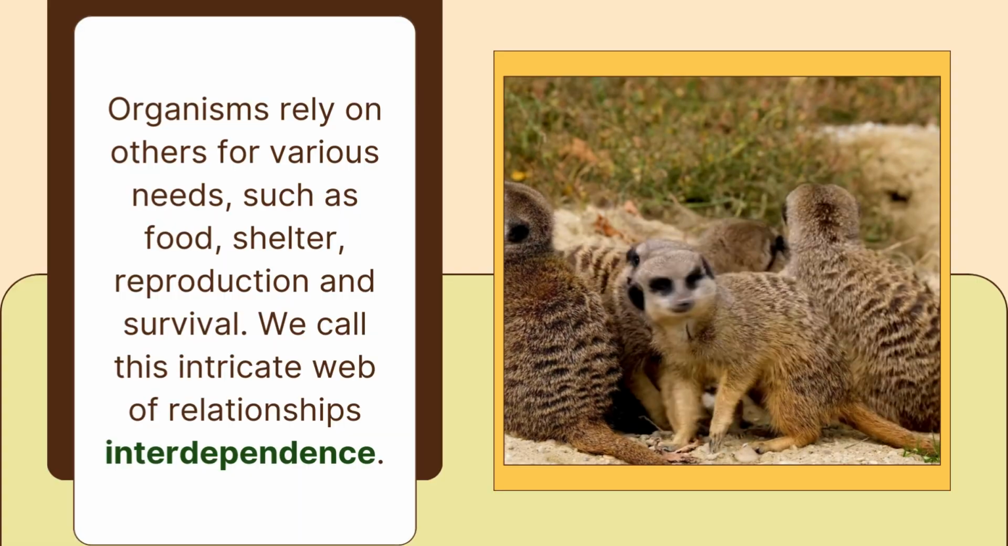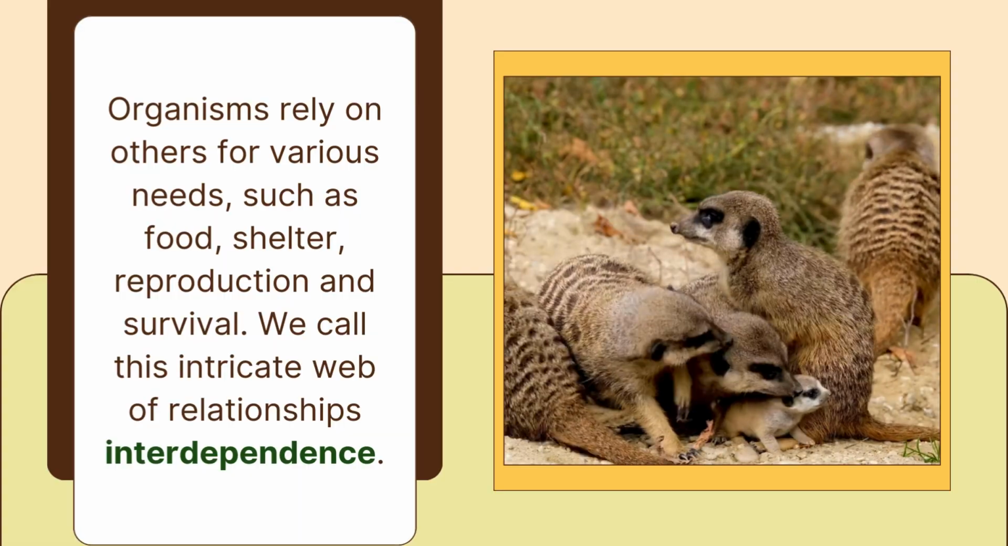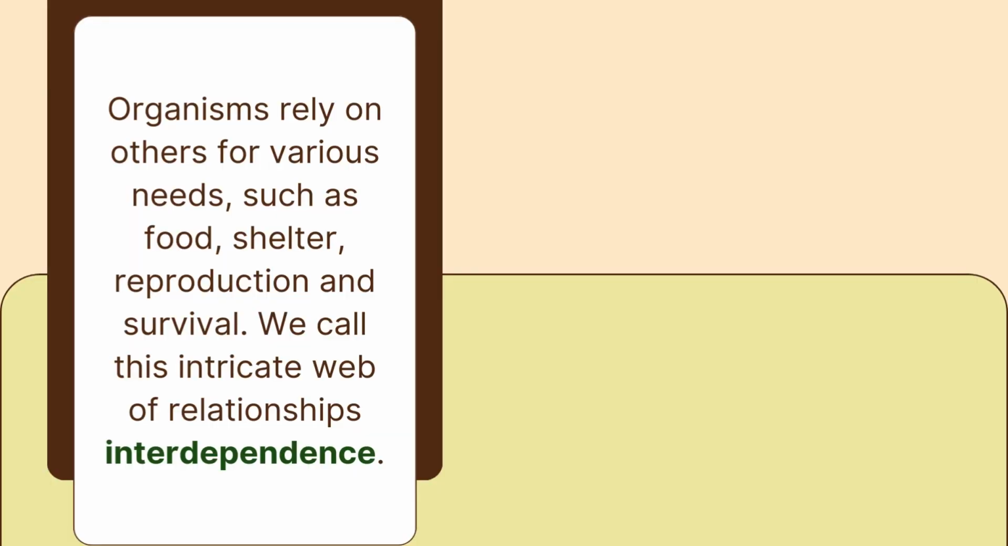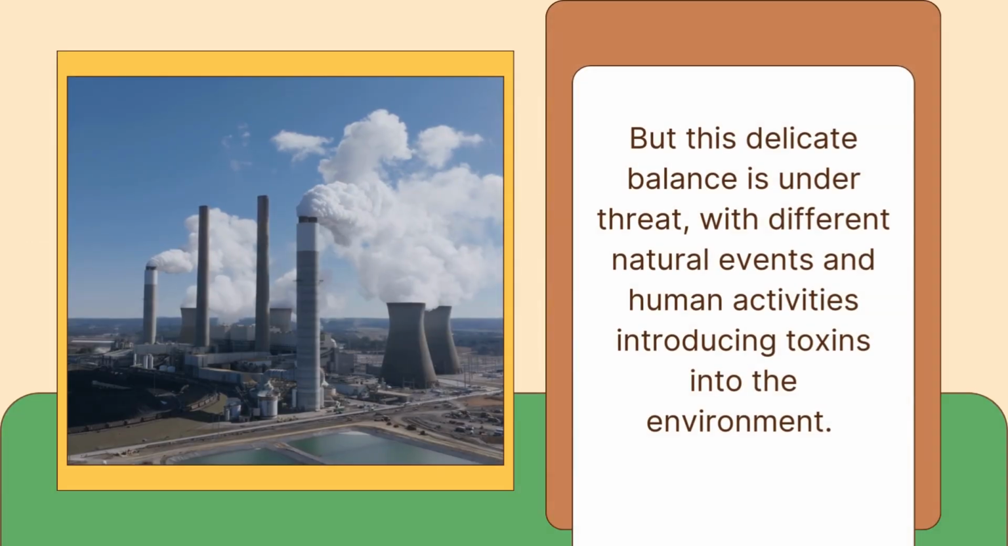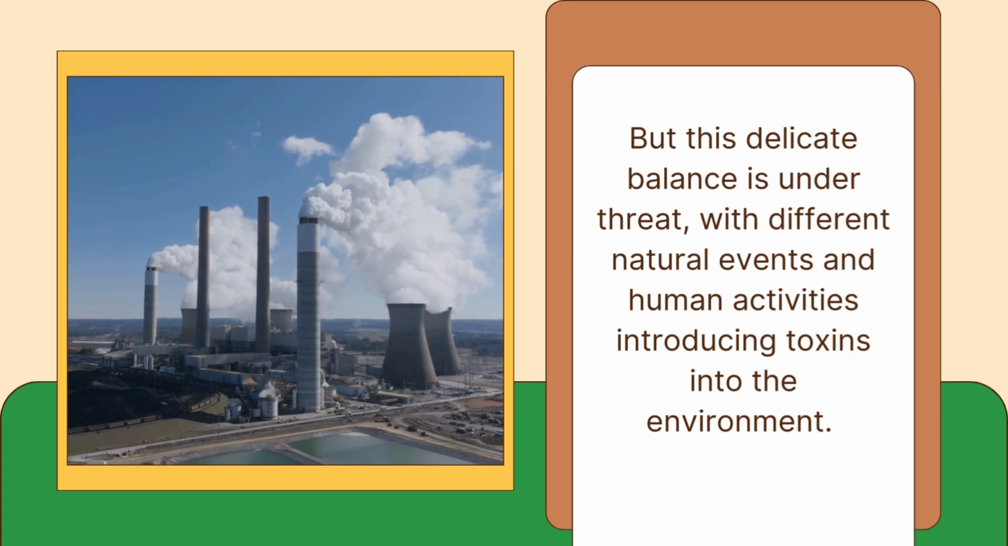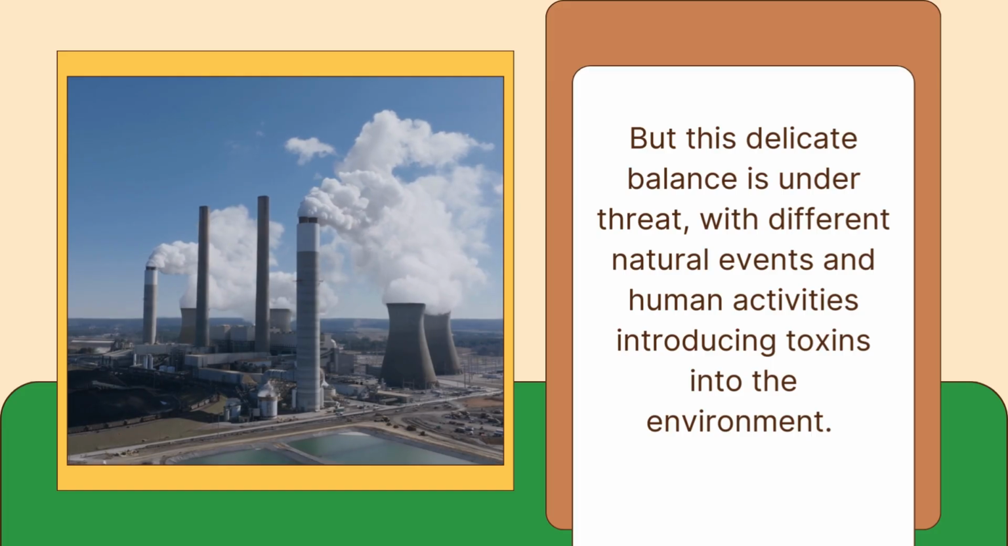Organisms rely on others for various needs, such as food, shelter, reproduction, and survival. We call this intricate web of relationships interdependence. But this delicate balance is under threat, with different natural events and human activities introducing toxins into the environment.